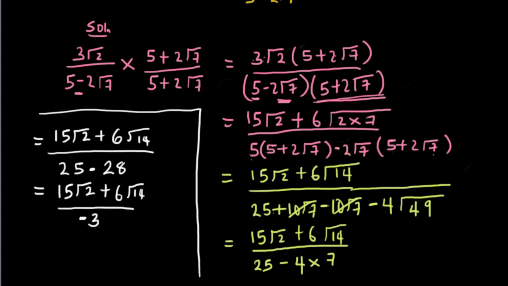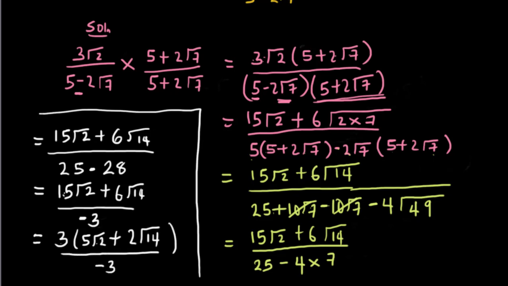Do you understand? Alright, so now there is still one thing we can do. Instead of stopping here, we can still go a step further because we can see that 3 can go in both 15 and 6. So we can kind of factorize. So if I bring out 3, I'll be left with 5 root 2. I hope you know how to factorize. 3 times 5 root 2 will give me 15 root 2 plus 2 root 14. Do you understand? So all over minus 3.